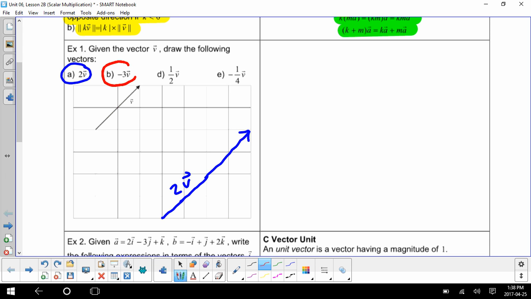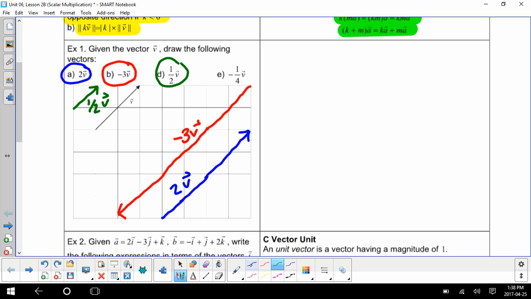Negative 3v. So the negative means we're going to go in the opposite direction, and the magnitude is going to be 3 times as long. So I'm going to go, that would be negative v. 2 more would be negative 2v. 2 more would be negative 3v. Next, we're going to do 1/2 of v. The scalar is not negative, so it's just going to be half the magnitude.